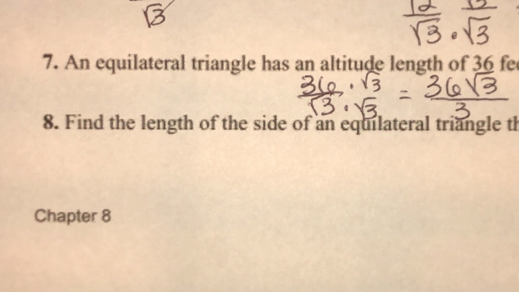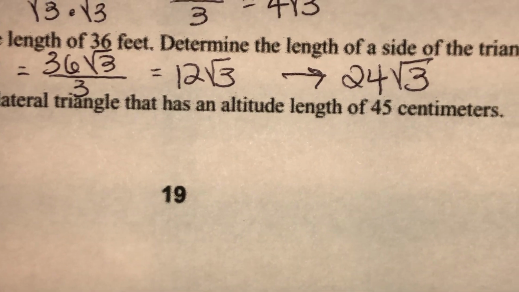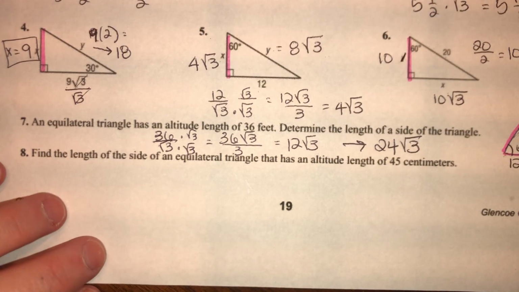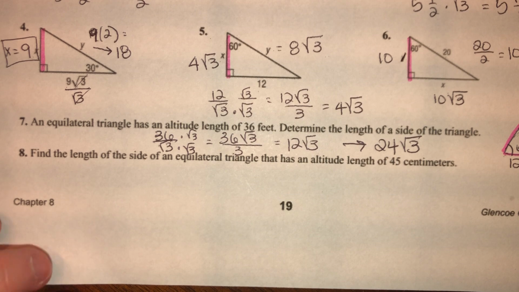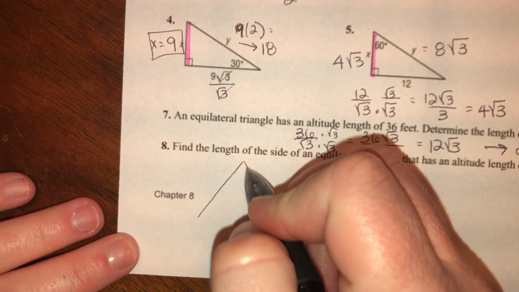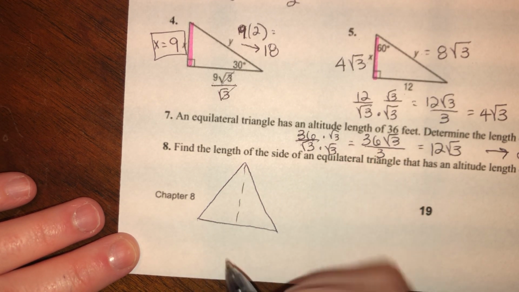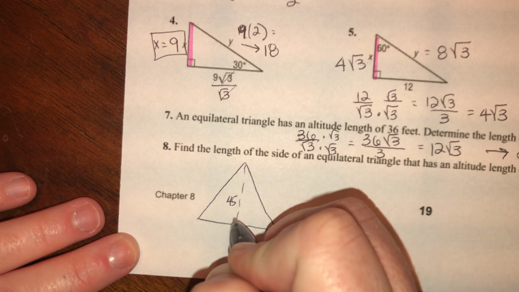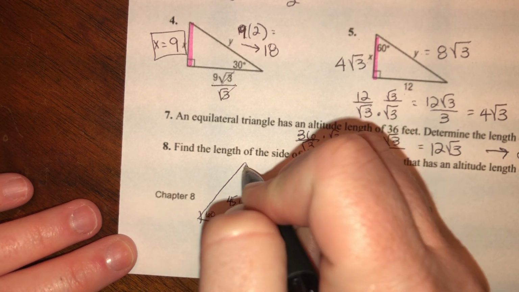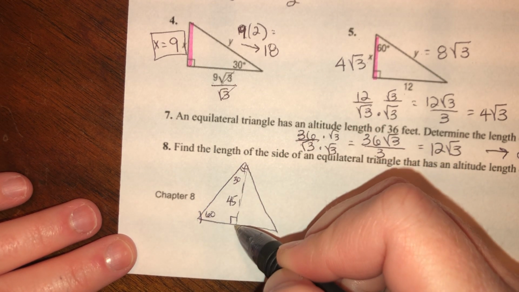Okay, and then number 8, find the length of the side of an equilateral triangle that has an altitude length of 45. We're literally doing the exact same thing, but instead of 36, now it has 45. So I'll draw one here. Looks something like this. It's supposed to all be the same altitude. This is 45 now. Okay, and this is 60. This is 30. This long leg is 45.